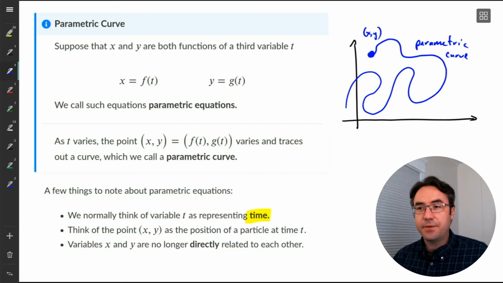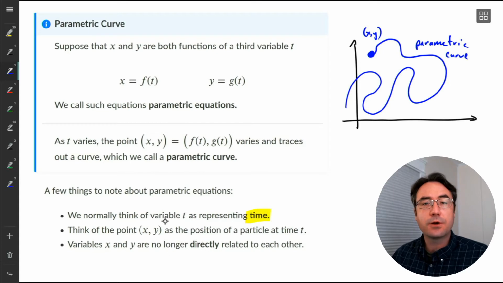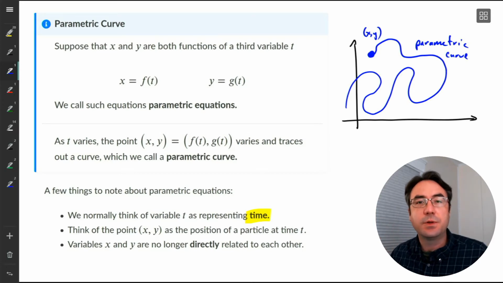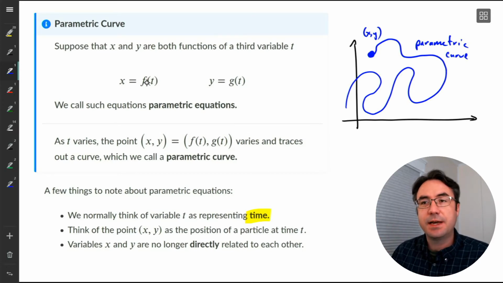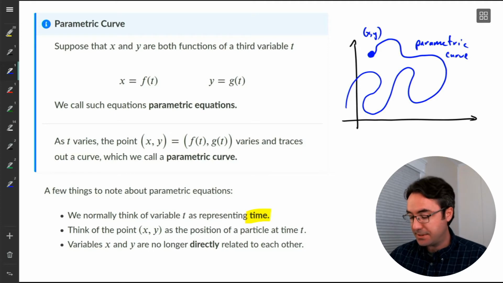So the benefit of these parametric equations is that the variables x and y are no longer directly related to each other. They're kind of uncoupled a little bit. x is now a function of time, and y is a function of time. And so we're going to be able to get much more interesting types of curves here that we weren't able to get before. All right, so let's try an example.